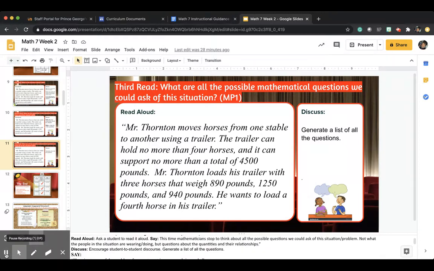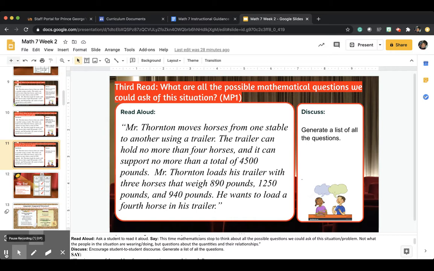Now, we're not going to actually solve this today. We just wanted to make sure that we knew how to unlock this prompt and be able to solve it. So let's pause for a second and generate a list of all the questions that you can ask about this scenario. We're not interested in what colors the horses were or what clothes Mr.